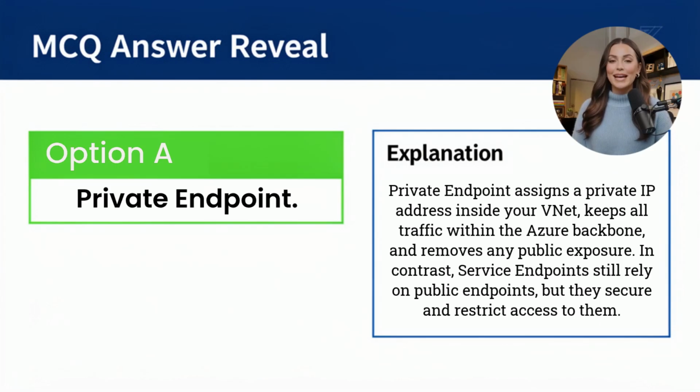Correct answer, A. Private Endpoint. Explanation: Private Endpoint assigns a private IP address inside your VNet, keeps all traffic within the Azure backbone, and removes any public exposure. In contrast, Service Endpoints still rely on public endpoints, but they secure and restrict access to them.